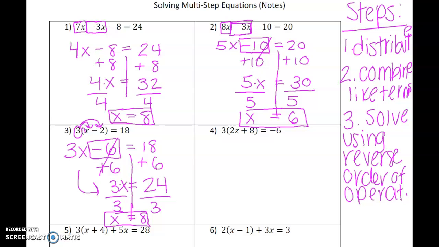Alright, so same thing for number 4. First I get to distribute, so I'm going to multiply the number outside the parentheses to everything inside. So first I'm going to do 3 times 2z. So when I do that, I get 3 times 2 is 6, and then I have my z. Now I'm going to do the number outside again. So 3 times the second number inside, 8. 3 times 8, 24. And the 3 is positive, and the 8 is positive. So that's going to be a positive 24 equals negative 6.